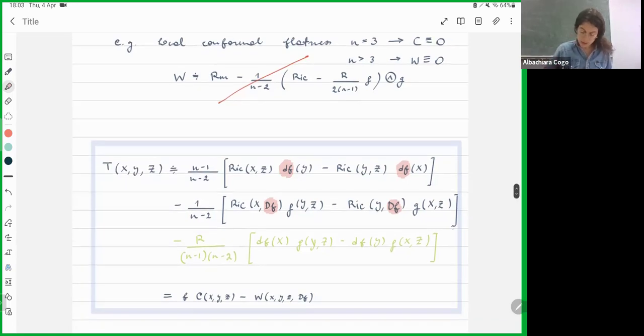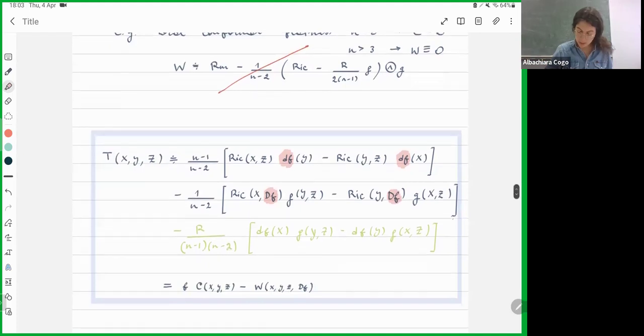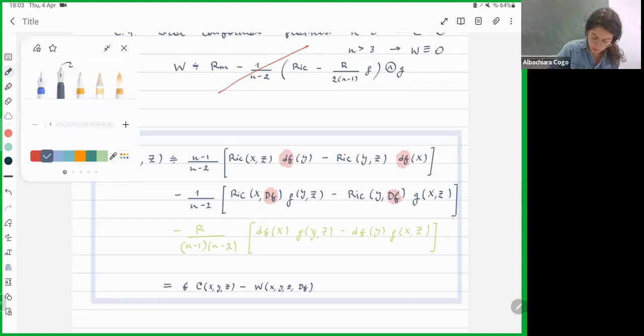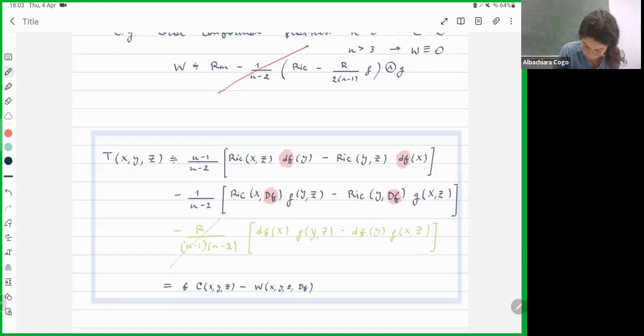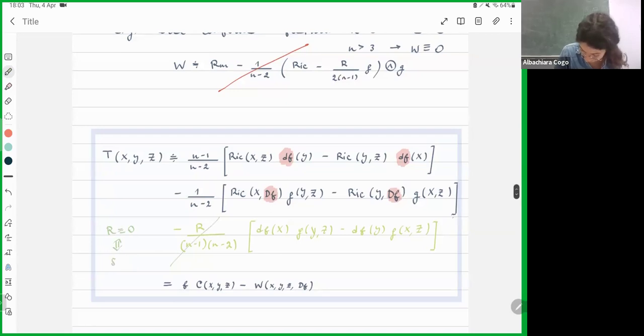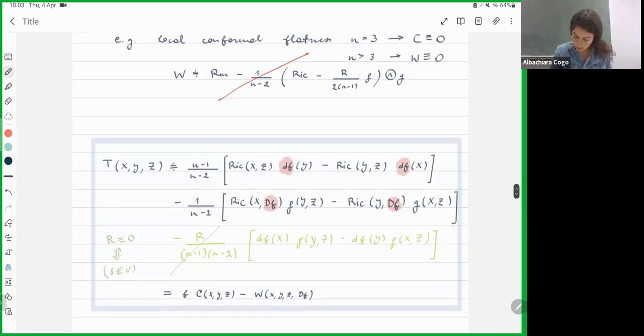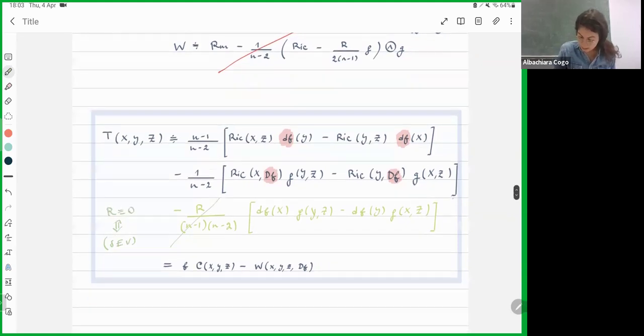This last part in green, I just wrote it down because originally this tensor has been defined also involving the scalar curvature, but in our case the scalar curvature will vanish. So this will be 0, because this is equivalent to having that the Laplacian of f is 0, which is equivalent to the static Einstein equation. So R will vanish, and we'll have only these two initial parts. This T tensor actually turns out to be f, the lapse function, times the Cotton tensor minus the Weyl tensor computed on the gradient of f. So it's a combination again of the Cotton, the Weyl and the gradient of f.